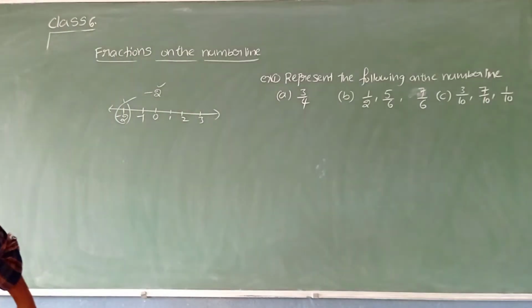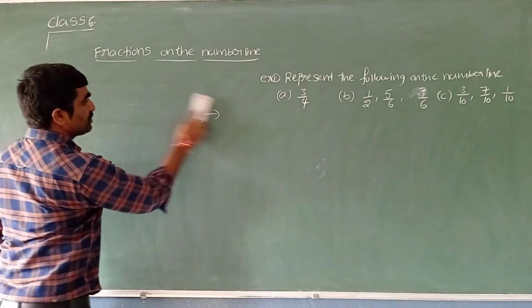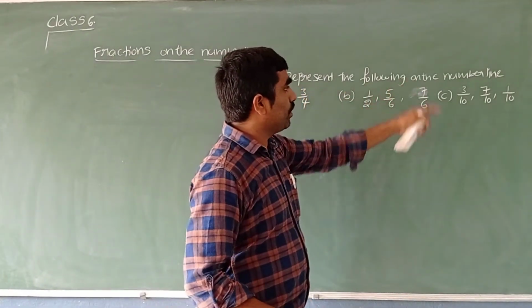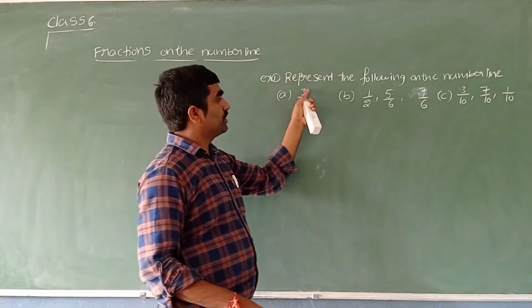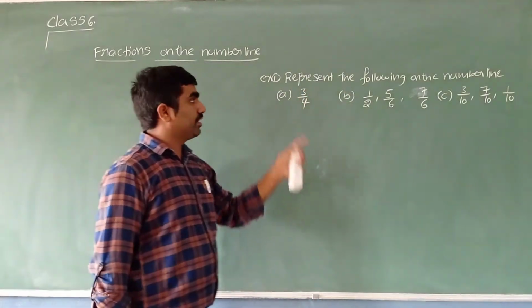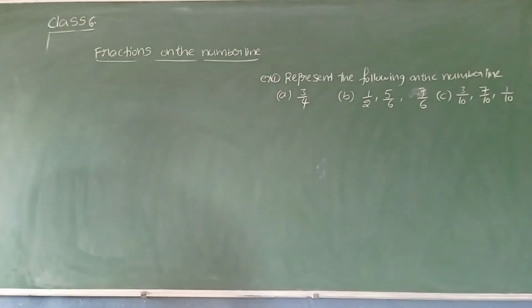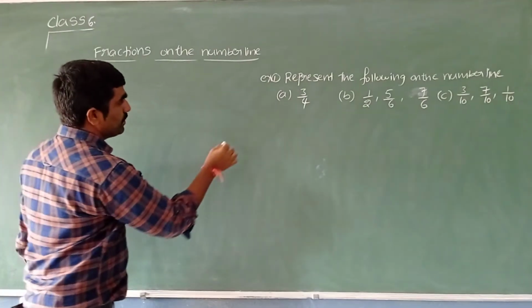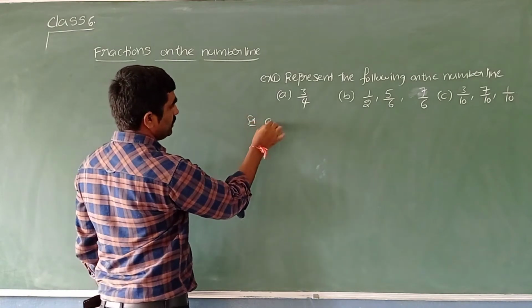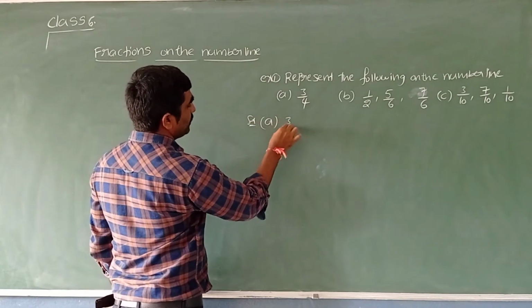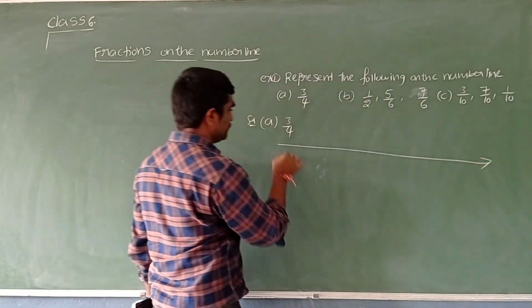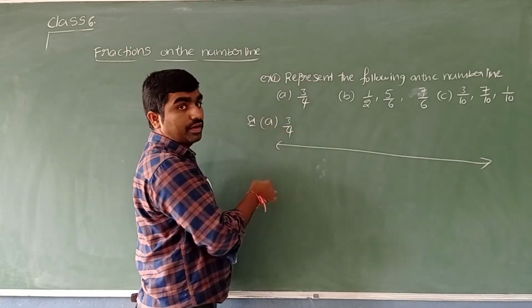Similarly, we will see how we can represent fractions on the number line. Represent the following fractions on the number line. First one they gave 3 by 4. How can I represent 3 by 4 on the number line? See, let me take the solution. A1, 3 by 4 they gave. You can simply draw a number line. Out of 4, we take the third part here.